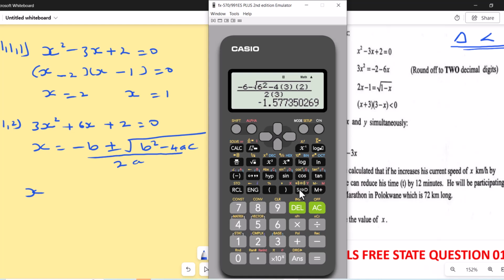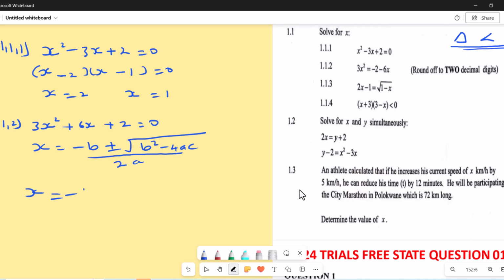Those are the answers which we have: negative 1.58 and x equals negative 0.42. Hope you remember that. Okay, that's our answers there. Then we have another one to solve here, 1.1.3. Hope we are together. I'm cleaning off the board now.